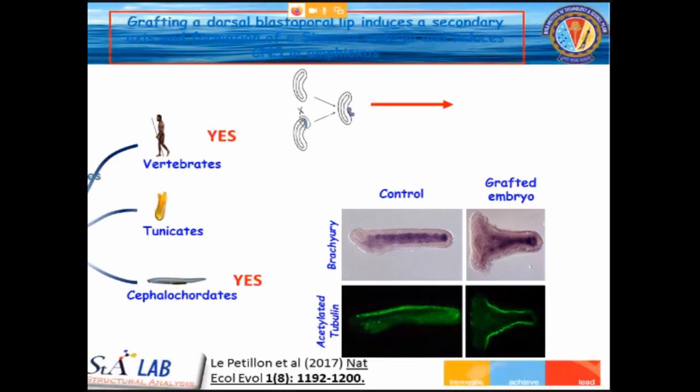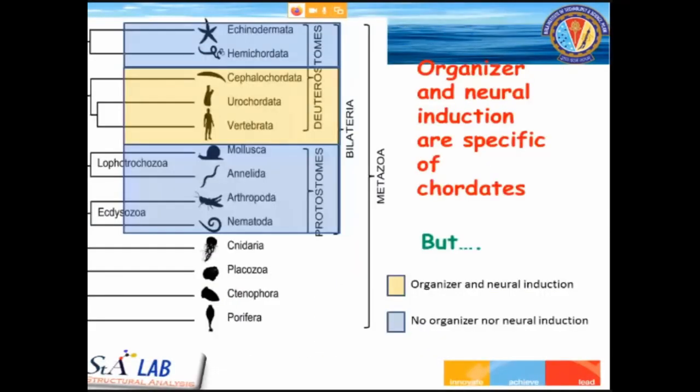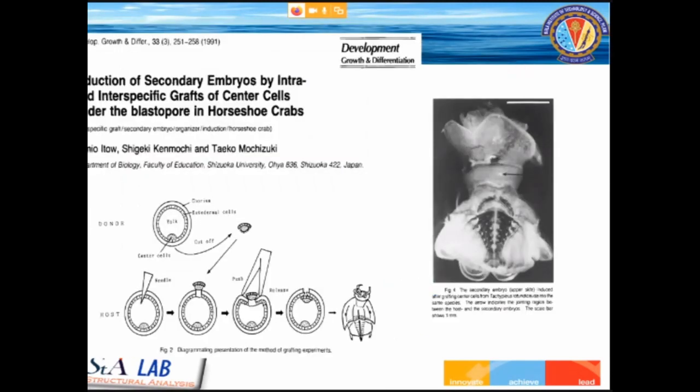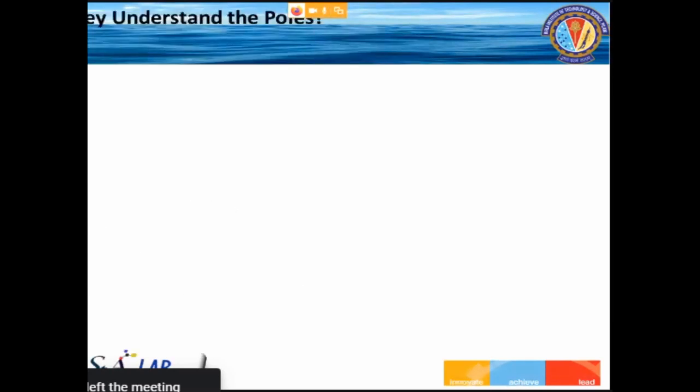What does our current knowledge tell us? These are the experiments with the amphioxus. Organizer and neural induction are mostly specific to chordates. It does not happen in echinoderms, it does not happen in hemichordates, but it happens in cephalochordates, urochordates, and of course in other vertebrates. But if you look at molluscs, annelids, or arthropods, the members of which are horseshoe crabs, you will find that there has been no neural induction as of now. Very interestingly, we have found that you can actually induce secondary embryos by grafts of certain cells under the blastopore in horseshoe crabs. So what do we plan to do?